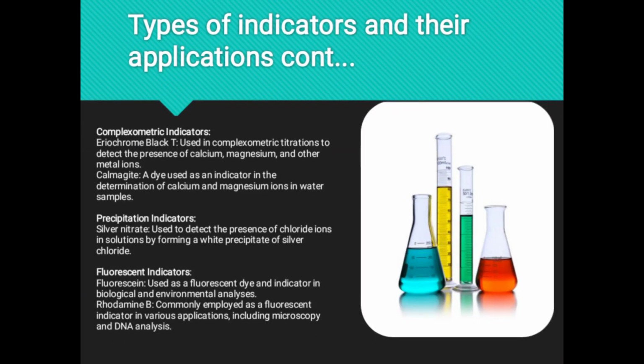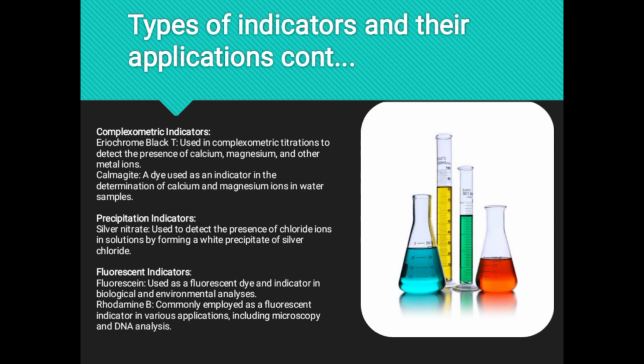Still looking at the various indicators and their applications, we have the complexometric indicators. An example of such a type is Eriochrome Black T. It is used in complexometric titrations to detect the presence of calcium, magnesium, and other metal ions. One of the applications of this indicator is in the EDTA titration, where you want to determine the hardness of a water sample using the EDTA titrimetric method, then this indicator can find applications there, the Eriochrome Black T.